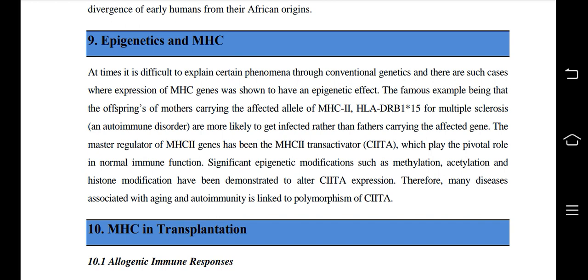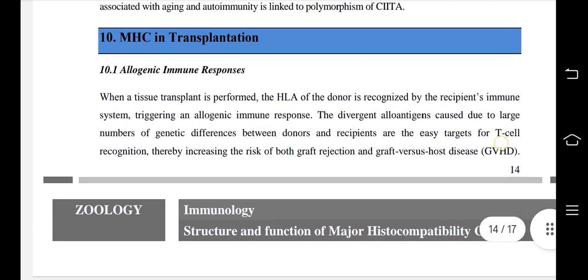The master regulator of MHC2 genes is the MHC2 transactivator, which plays a pivotal role in normal immune function. Significant epigenetic modifications such as methylation, acetylation, and histone modification have been demonstrated to alter C2TA expression. Therefore, many diseases associated with aging and autoimmunity are linked to polymorphism of C2TA.